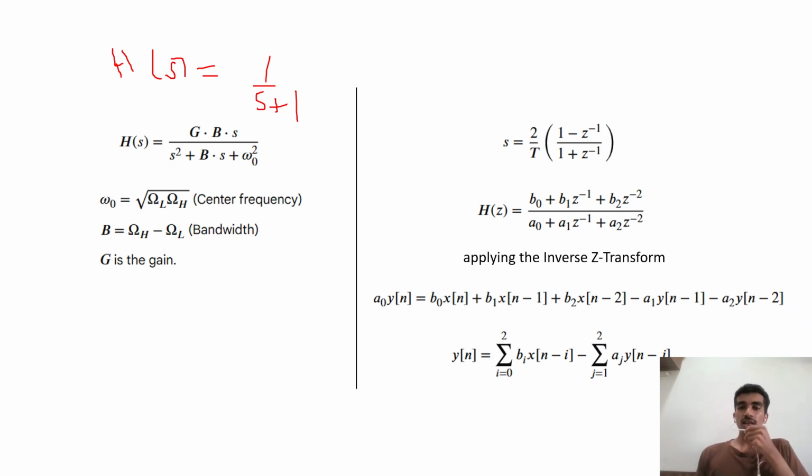Now let's look at each term in this. Here x[n] is the current frame's pixel value. x[n-1] is the pixel value from the previous frame. y[n-1] is the filtered result from the previous frame.